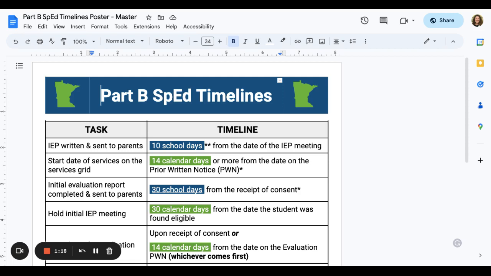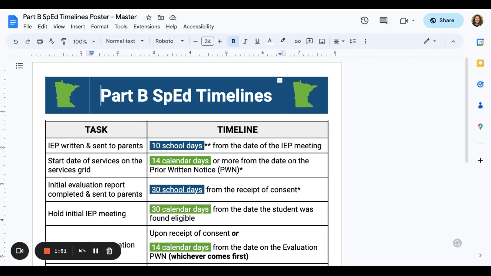In looking through this, you'll see that it starts with things related to annual IEPs. IEPs must be written and sent to parents 10 school days from the date of the IEP meeting. So you have 10 school days after a meeting to write the IEP and get it sent home to parents. The start date on the IEP services grid should be 14 calendar days from the date of your prior written notice, because we need to allow for passive consent, which we'll talk about in a little bit.